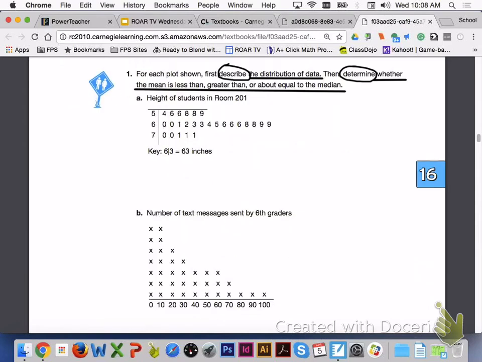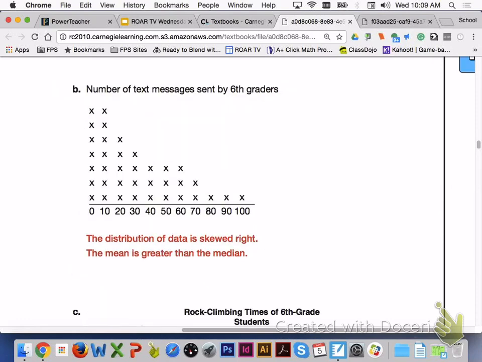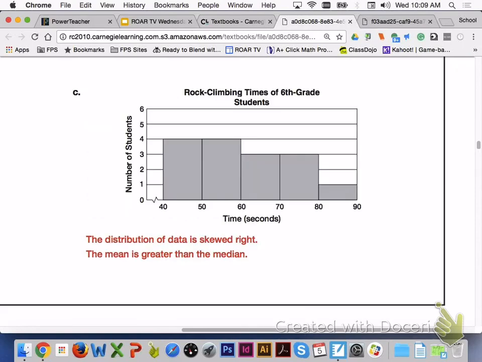Please turn to page 1089, answer number 1, letters A through C with your group. For number 1, letter A, the distribution of the data is symmetric and the mean is about equal to the median. For letter B, the distribution of the data is skewed right. The mean is greater than the median. And for letter C, the distribution of the data is skewed right, which means that the mean is greater than the median.